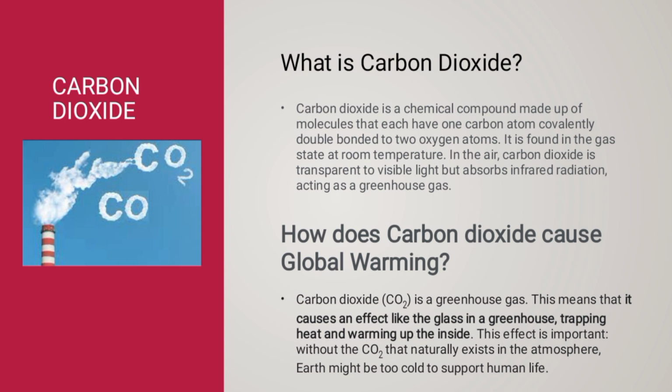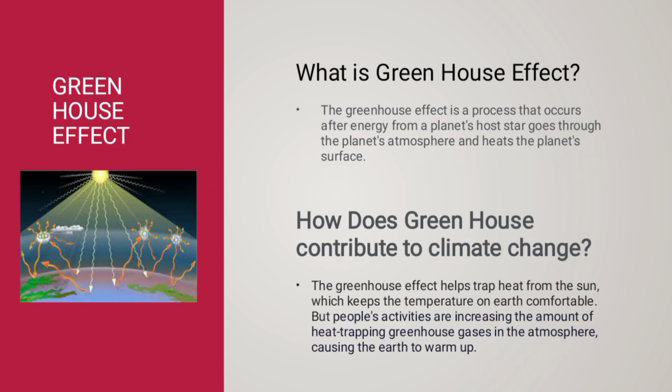How does carbon dioxide cause global warming? Carbon dioxide is a greenhouse gas. This means that it causes an effect like the glass in a greenhouse, trapping heat and warming up the inside. This effect is important. Without the CO2 that naturally exists in the atmosphere, Earth might be too cold to support human life. What is the greenhouse effect? The greenhouse effect is a process that occurs after energy from a planet's host star goes through the planet's atmosphere and hits the planet's surface.